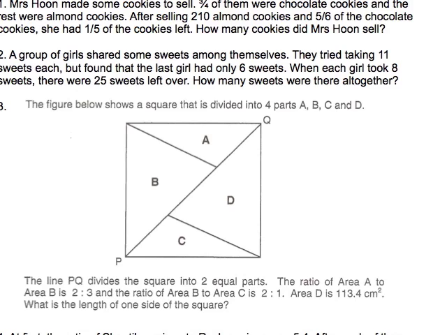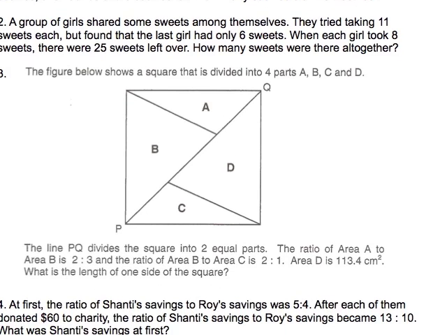It says here the figure below shows a square that is divided into 4 parts, A, B, C, and D. So you can see here. And it says that the line PQ, which is this line, divides the square into 2 equal parts. Very important part of the question. 2 equal parts. In other words, A and B is the same as C and D.